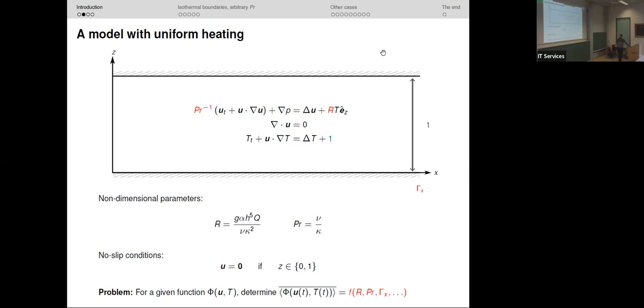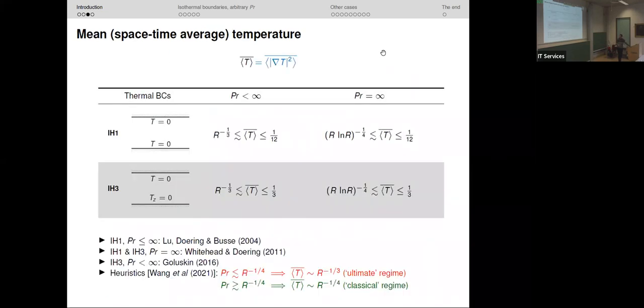So this is the setup, and there are many quantities that one could consider. One quantity that's been studied a lot in the past is the mean temperature. And by energy identities, this is the same as the thermal dissipation. If you know anything about Rayleigh-Bénard convection, then this mean temperature is perhaps behaving a little bit like 1 over a Nusselt number. This is an analogy that one could make to keep things in mind.